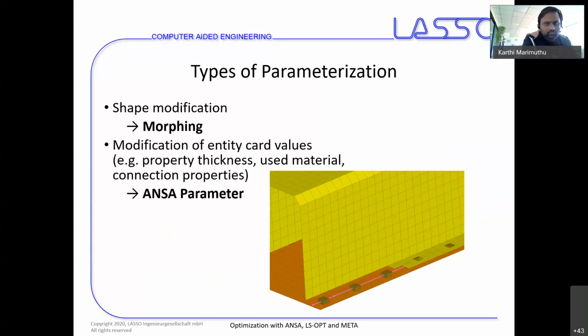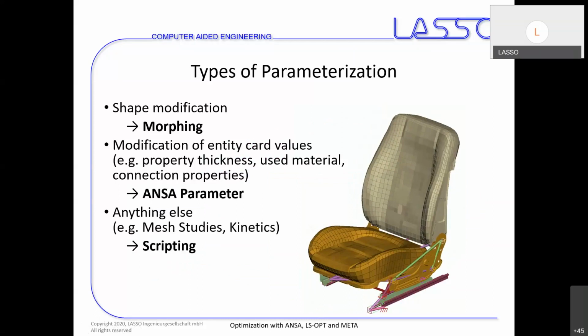Another type of parameters are the so-called ANSA parameters, especially if you want to modify card values, for example, property thickness values and different material values or the material itself that is used, but also connection properties. Here, the distance of spot welds along a spot weld line. All these things can be parameterized by using ANSA parameters. And for everything else, like when you want to do some mesh studies or if you want to do optimization with kinetics, we can use scripting.